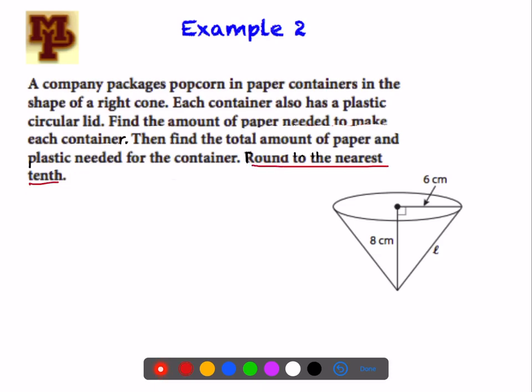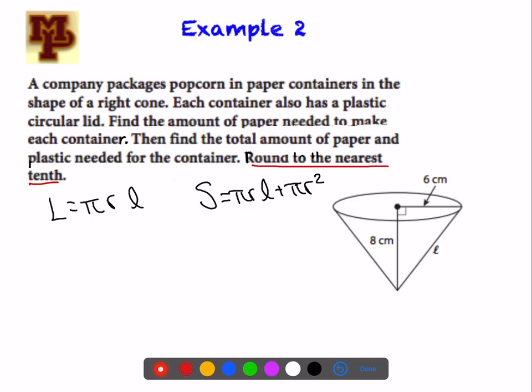They're asking us to do 2 things. Find the amount of paper needed to make each container, so we need to find out how much we need for the container itself, and that's just the lateral area here. And then we'll also need to find out the total amount of paper and plastic, so the entire thing. We'll also need to know the surface area. So again, we're just trying to find 2 things here. Now our equation, lateral area is equal to pi RL, and surface area is equal to pi RL plus pi r squared. So, go ahead and take a second, try and figure this one out on your own if you can.